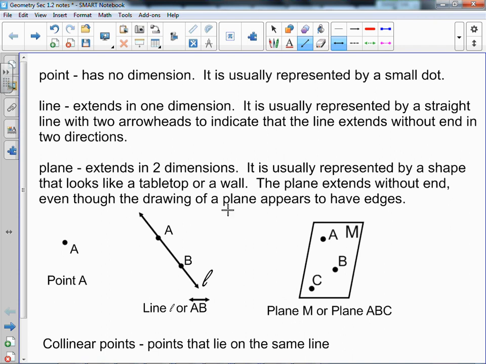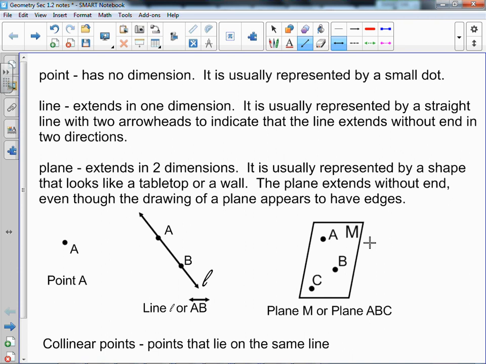Right, and then we can have a plane, which extends in two dimensions, horizontally and vertically. Right, usually represented by a shape that looks like a tabletop or a wall. The plane extends without end, even though the drawing of a plane appears to have edges. So whenever you see a plane like this, you have to imagine that there's like an arrowhead in every corner, so that it's stretching out in all directions forever, and that it's like a tabletop that just expands forever in all four directions.